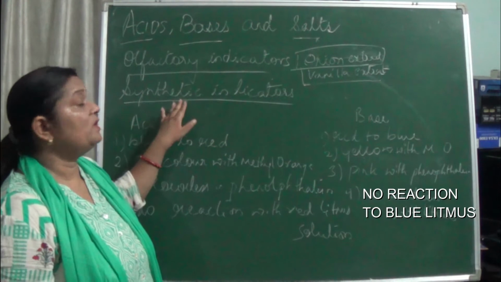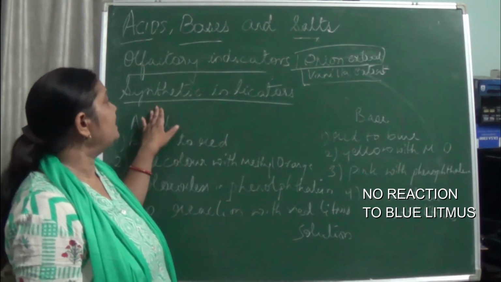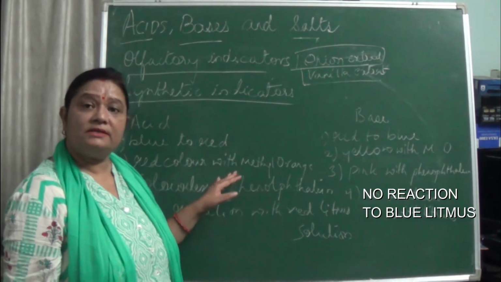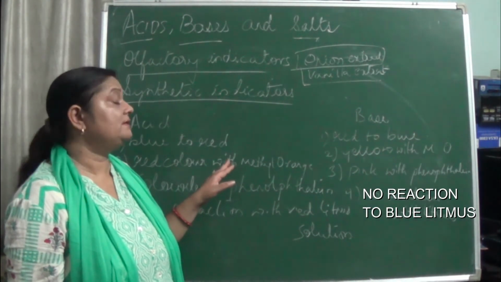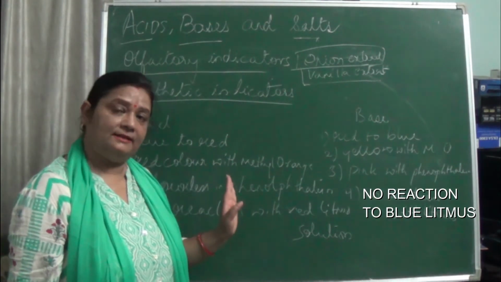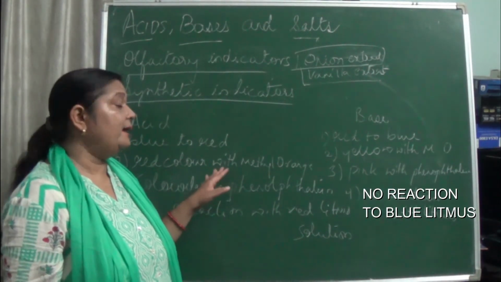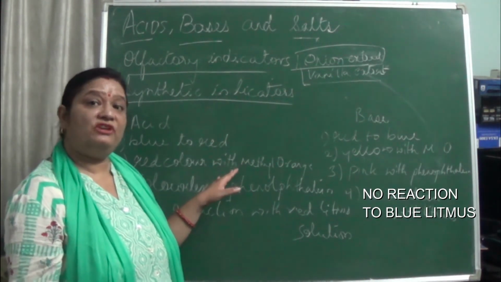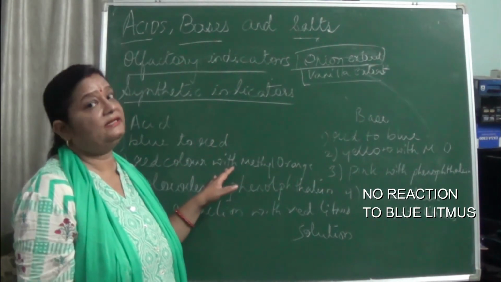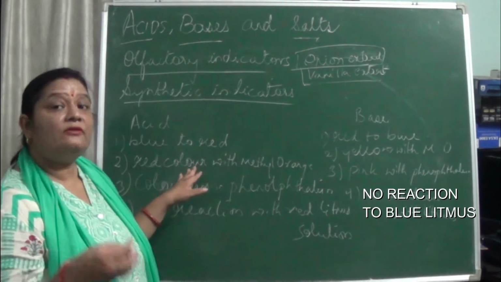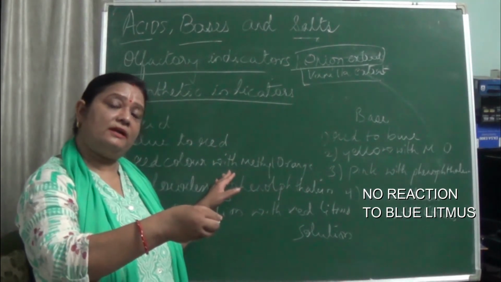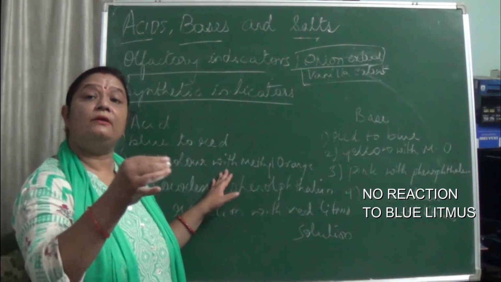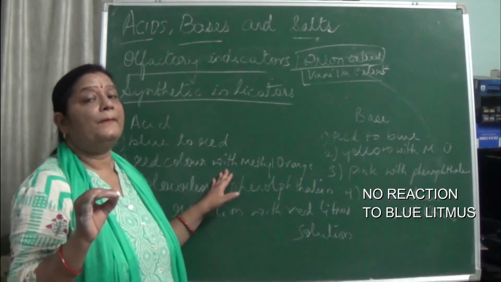Next is synthetic indicators. Under synthetic indicators, you are studying methyl orange and phenolphthalein. The color of methyl orange is orange, and phenolphthalein is colorless. When we add acid to methyl orange, it changes red in color, and when we add base to methyl orange, it changes yellow in color. Regarding phenolphthalein, when we add acid to the colorless phenolphthalein, it remains colorless. But when we add base to phenolphthalein, it will change pink in color.